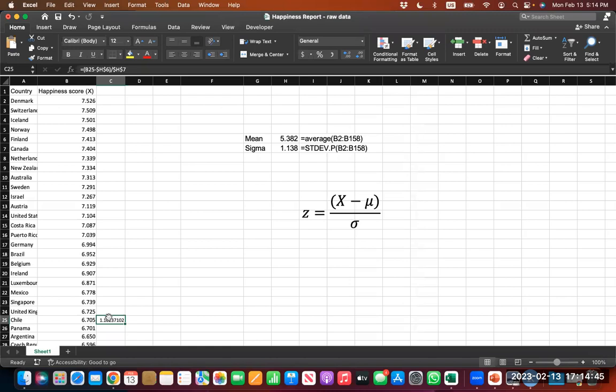And this, at the end of the day, is nothing else but B25, so the individual score. This is again too small. I'm sorry about that.